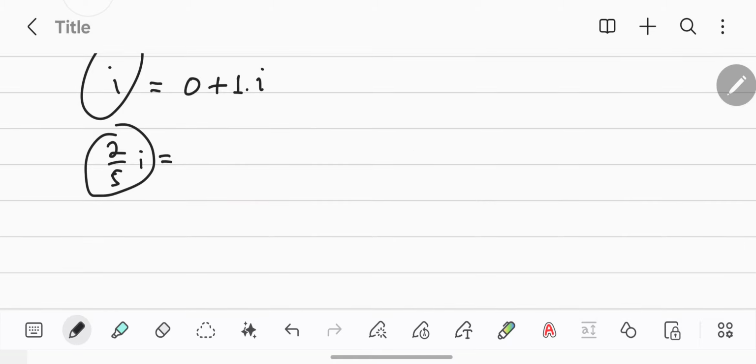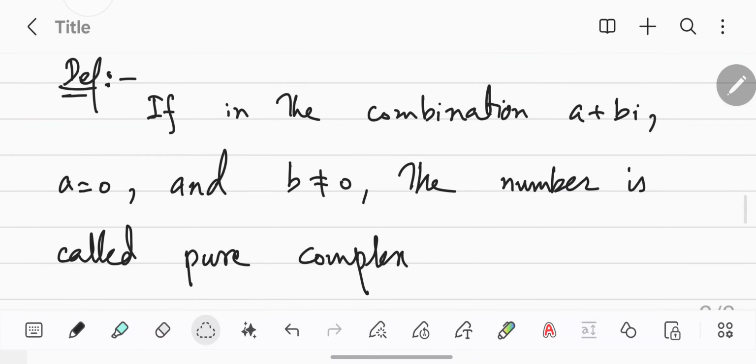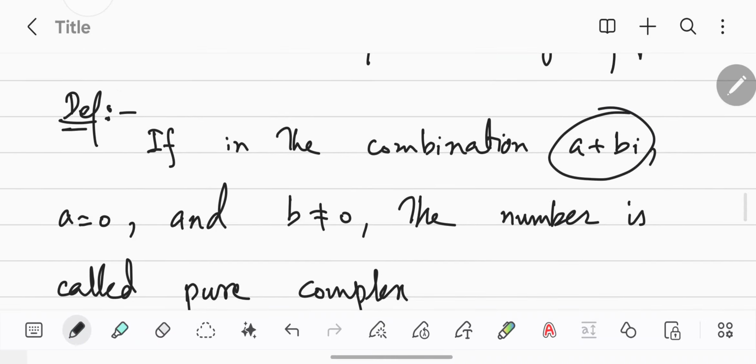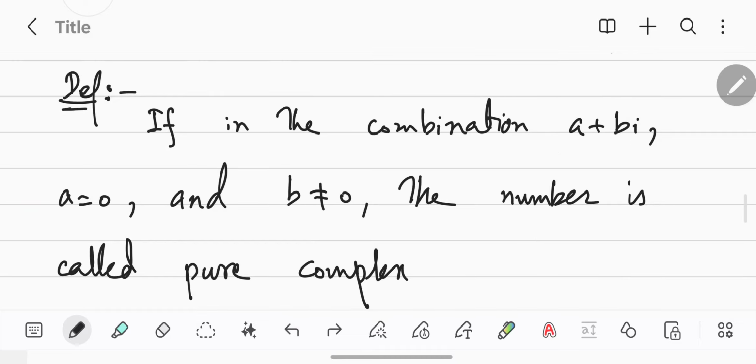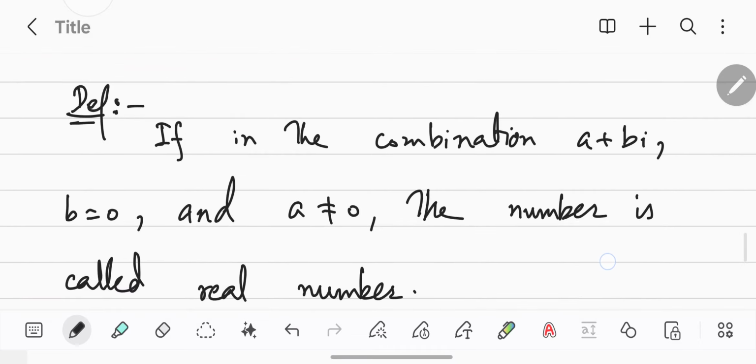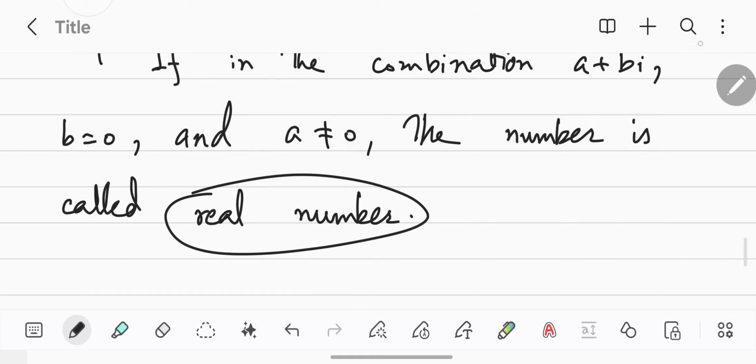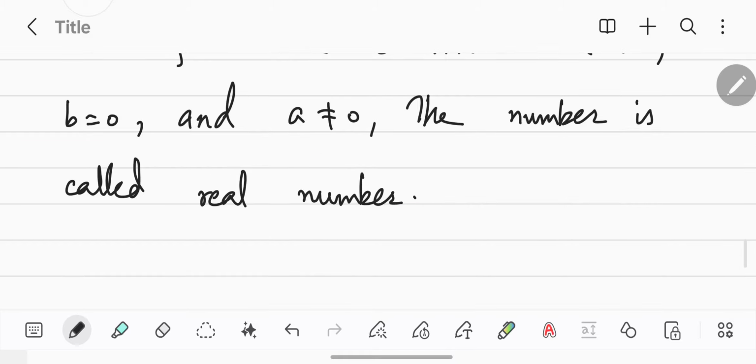Okay, we have another definition. In the previous definition, we considered that if a is 0 and b is not 0, then the number is called pure complex. What will happen if it is the other way around? If b is 0 and a is not 0, then the number is called real, okay? So I have written the definition. If in this part, b is 0 and a is not 0, then the number is called a real number, okay? And of course, every real number is also a complex number, but every complex number is not a real number.